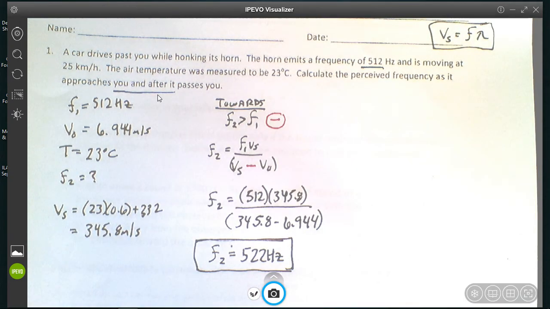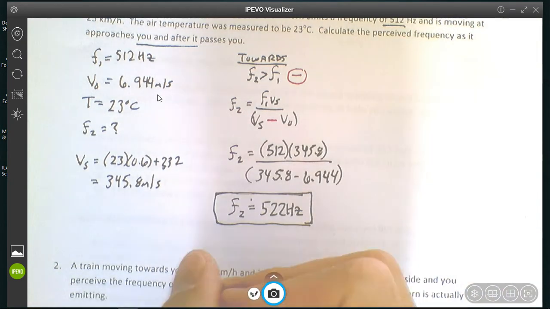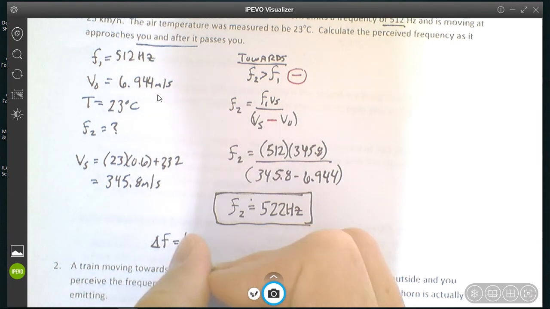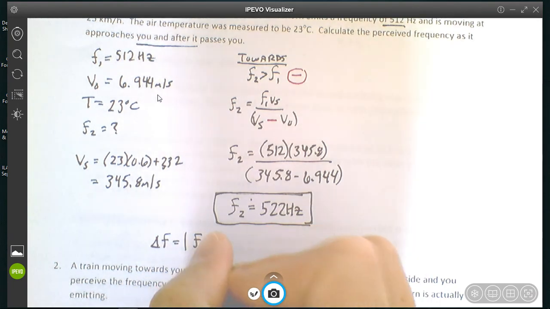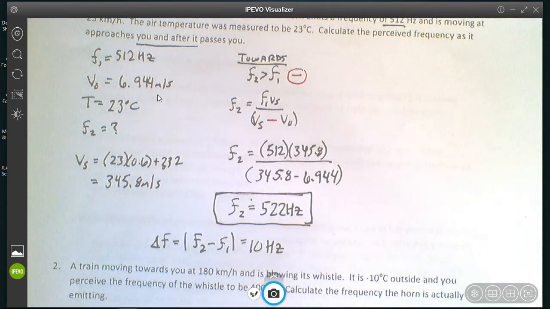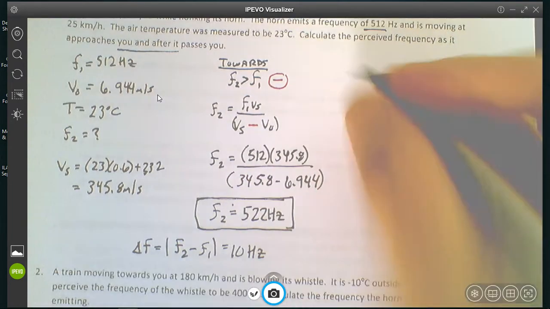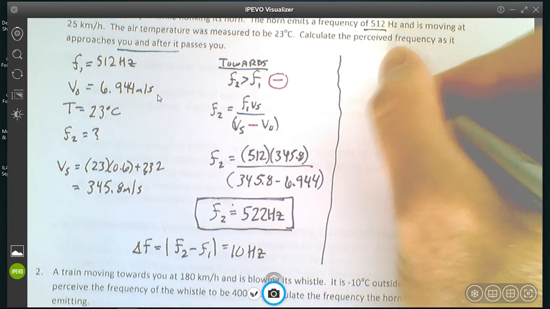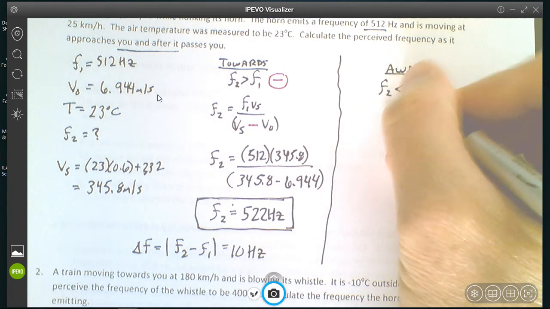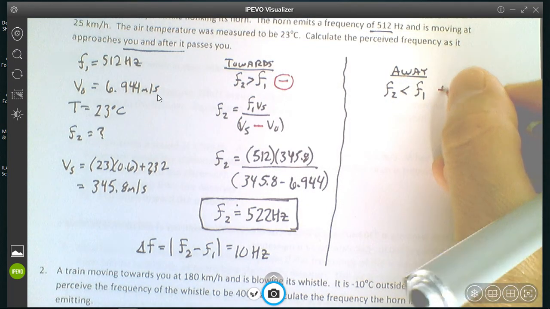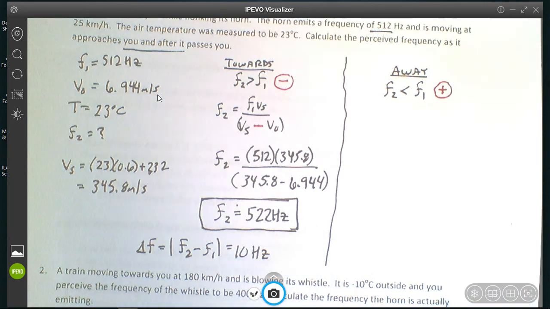So the frequency shift, the Doppler shift, which is our delta F, is the absolute value of F2 minus F1, is 10 hertz. The reason we use the absolute value is because whichever one's bigger or smaller, it doesn't matter. The Doppler shift is 10 hertz, a 10 hertz frequency difference. Okay, if it's moving now away, then F2 is less than F1. And that means we want the denominator to be bigger because we want F2 to be smaller. So we're going to use the positive sign.